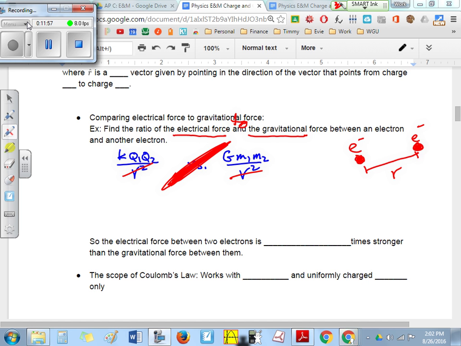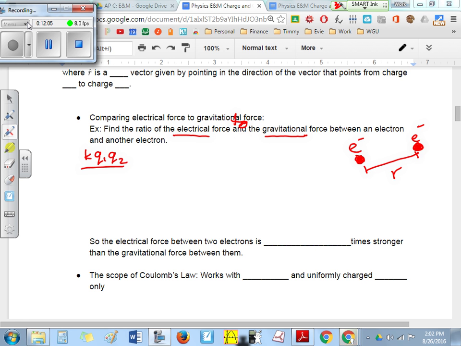Okay, so this is what we're going to try and find right now. It's going to be the ratio of K, Q1, Q2 over G, M1, M2. That's what we seek to find. And these are electrons, well-known objects in our universe. K we said is 9 times 10 to the 9th. G is 6.67 times 10 to the minus 11th.